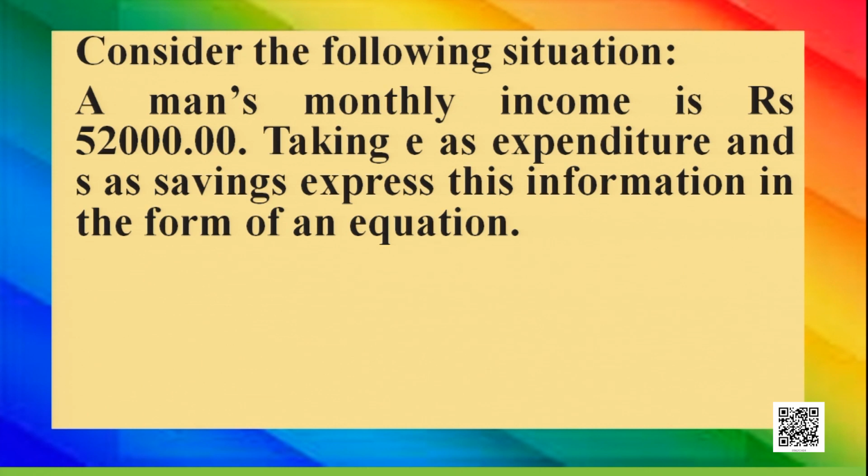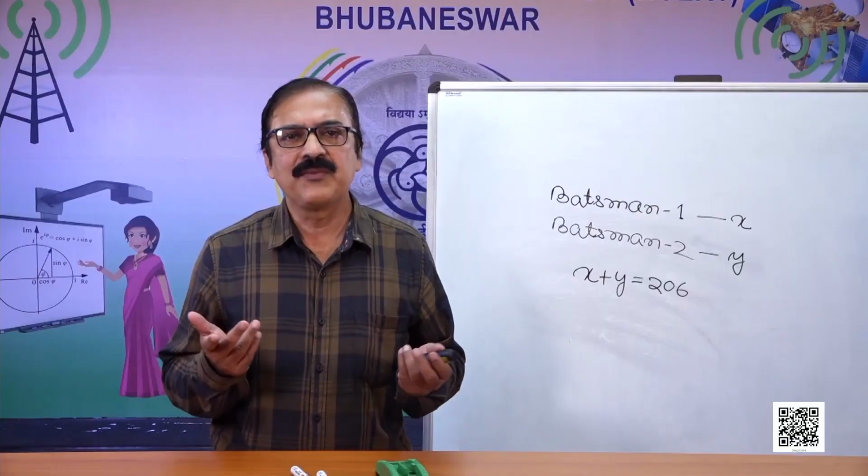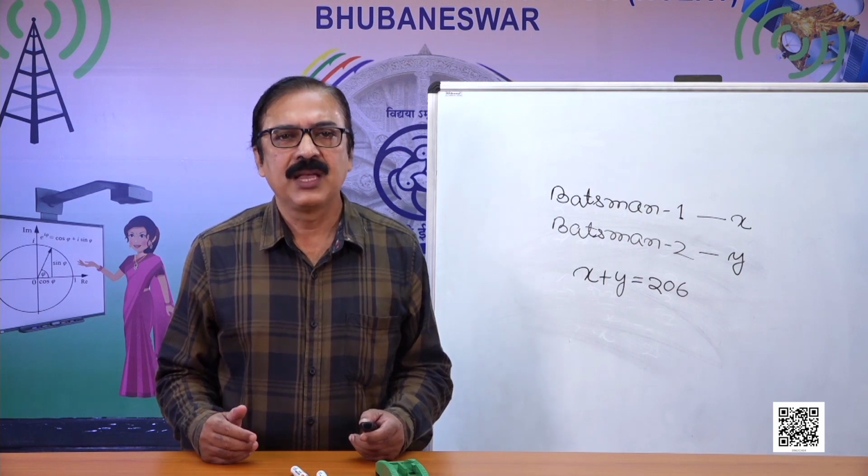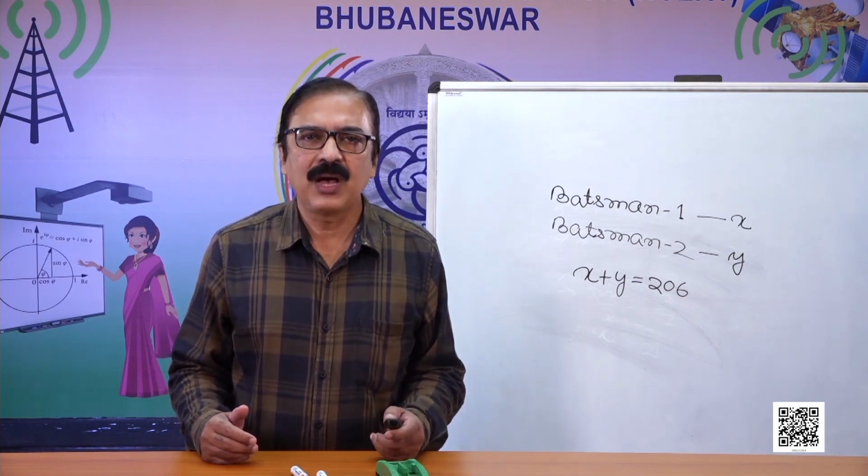So here we have E as the expenditure and S as the savings. The sum of these two variables is 52,000. Are they variables? Is expenditure a variable? Yes, if he spends 50,000 he saves 2,000, or if he spends 45,000 he saves 7,000. So these two variables can vary. So we can write the situation like this: E plus S is equal to 52,000.